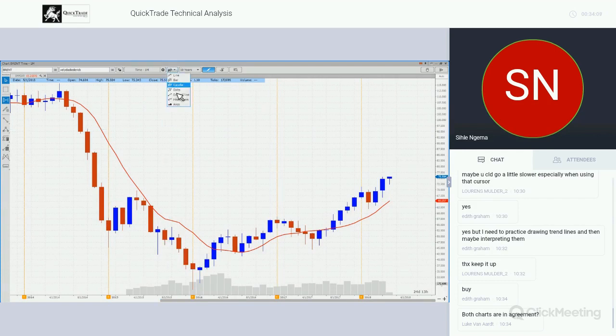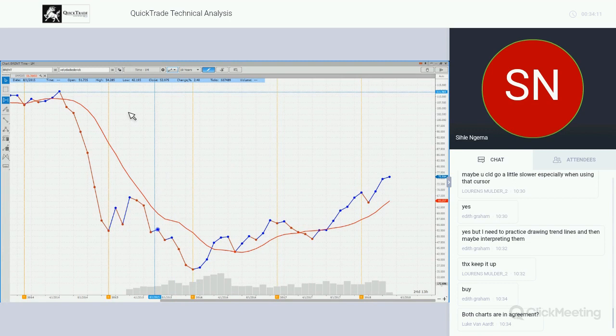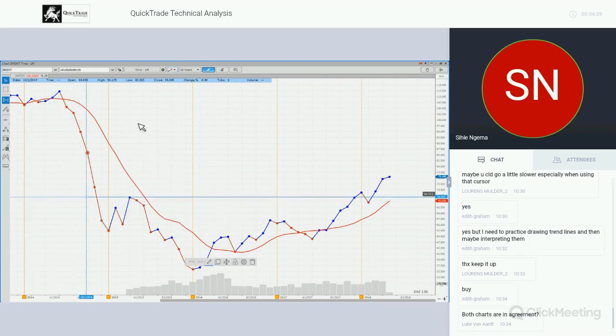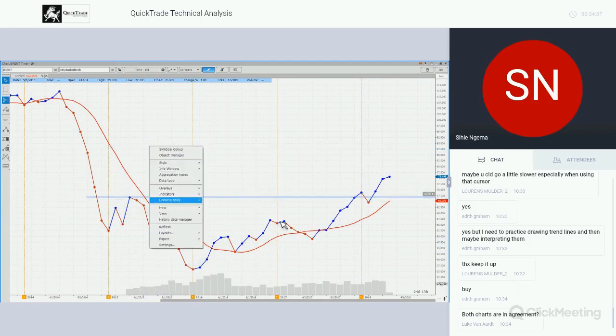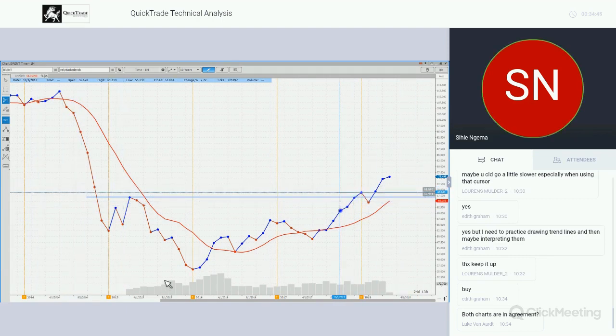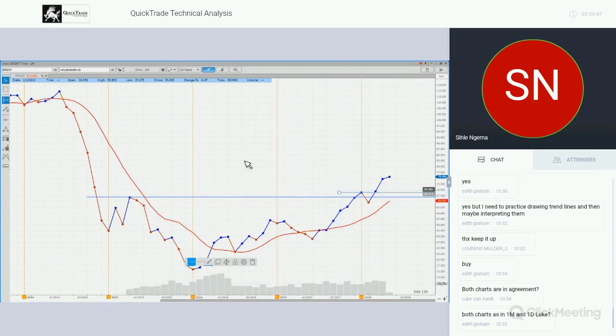Now, let us go to our dotted line chart to mark those support and resistance levels. We are only looking for turning points, guys. These things, turning points. We want to mark those turning points. So let us mark this turning point here. We've just marked it. Let's make this line thicker. We have another turning point here. We may still have to adjust these lines.